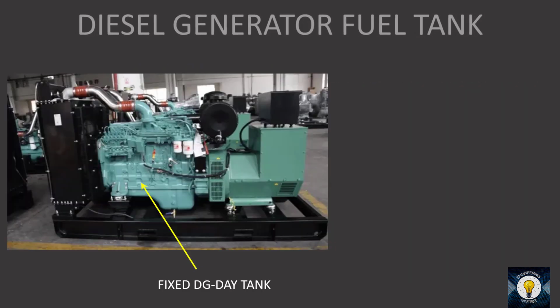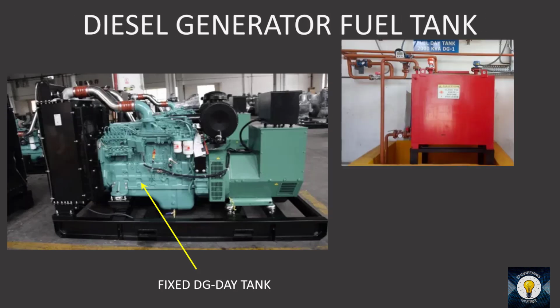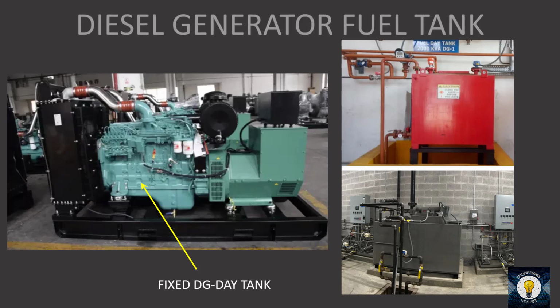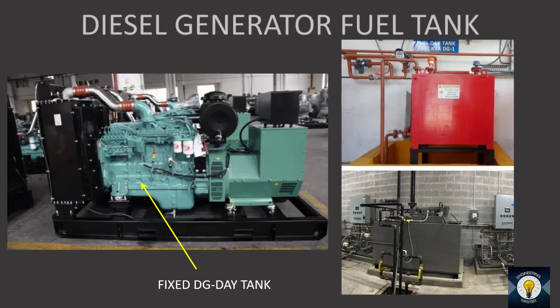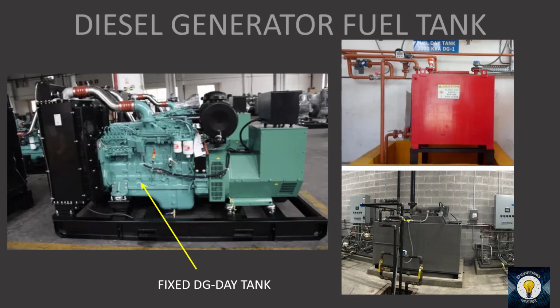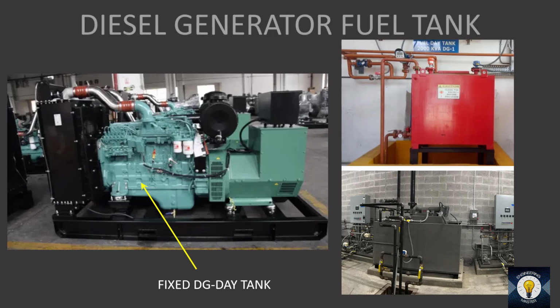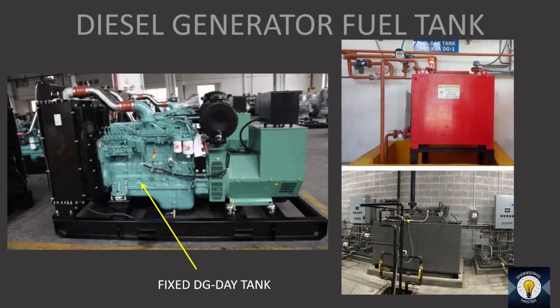If the DG is stationary or fixed, then we will add a separate small tank. It is called day tank. These are the pictures of day tank. For a fixed DG in nearby location, there will be a tank placed and associated fuel filling systems. The fuel is coming to the entrance of the building in a specified area. With the help of piping, the tank can be filled. This type of tank is called day tank.